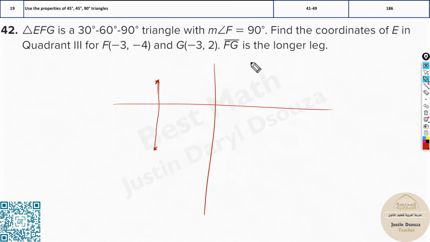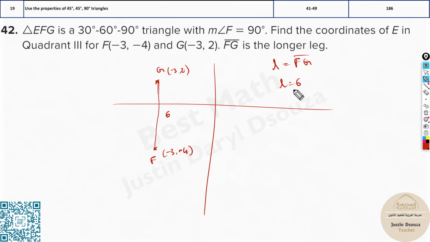But they have also mentioned the longer length L is FG. So let's just count it. We don't need to find the distance by distance formula or anything. I'll consider this one was FG. Yeah, this was F, (-3, -4), and this is G at (-3, 2). And what's the distance from -4 to over here? This is 4 plus 2. It's 6. The distance is given as 6, isn't it? So L is 6.